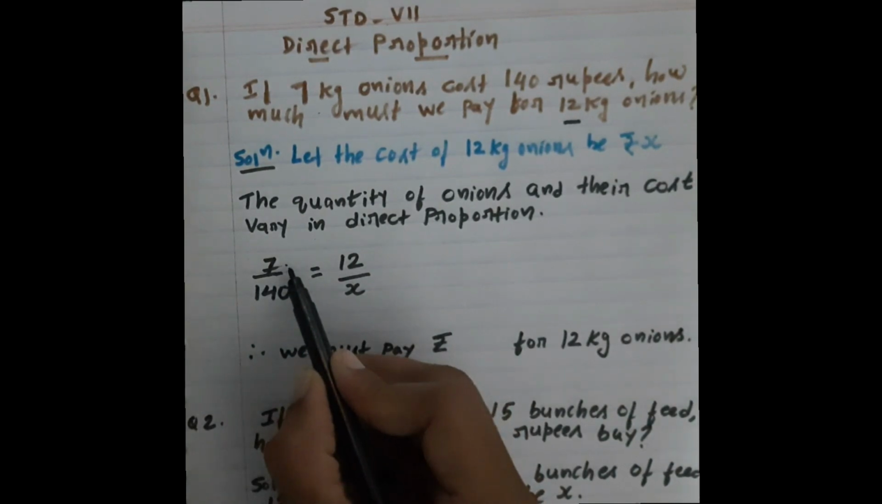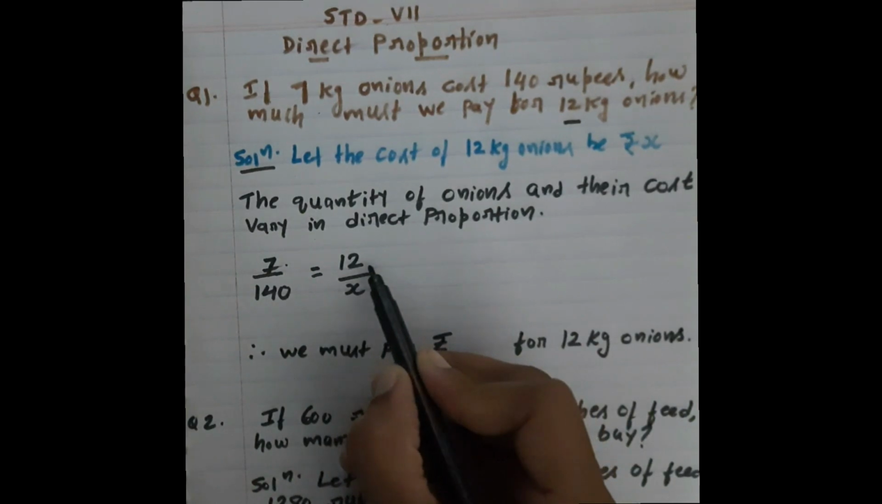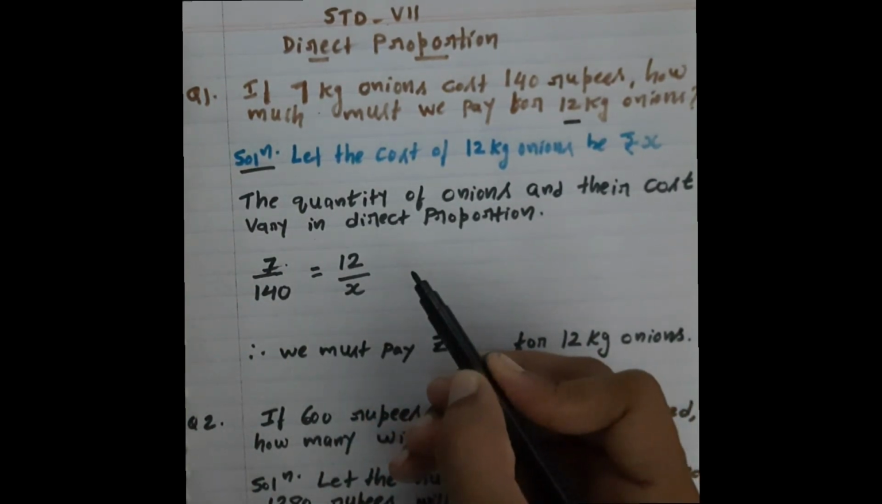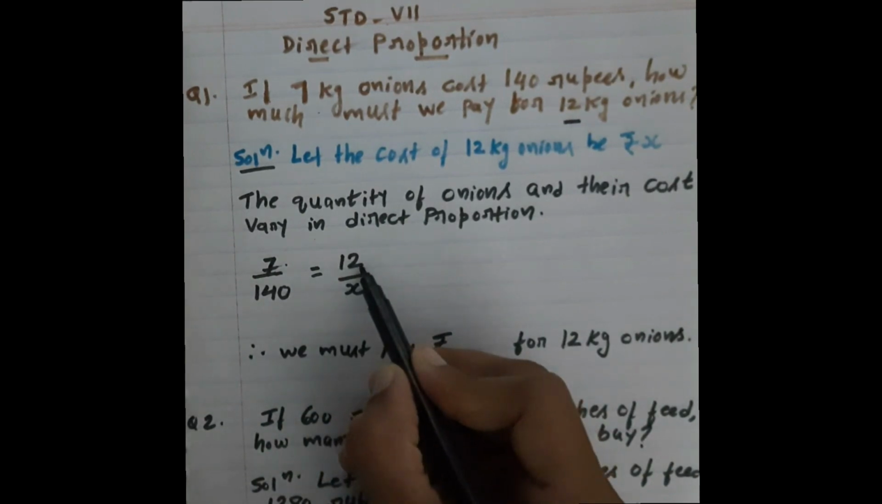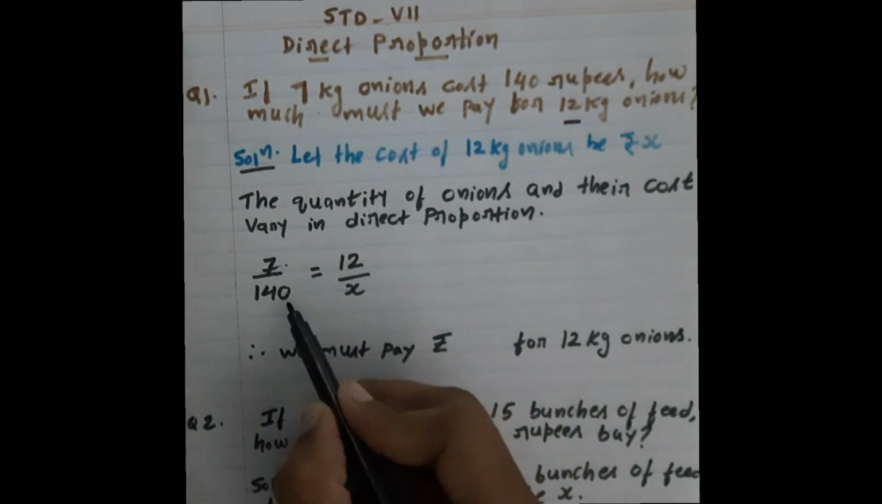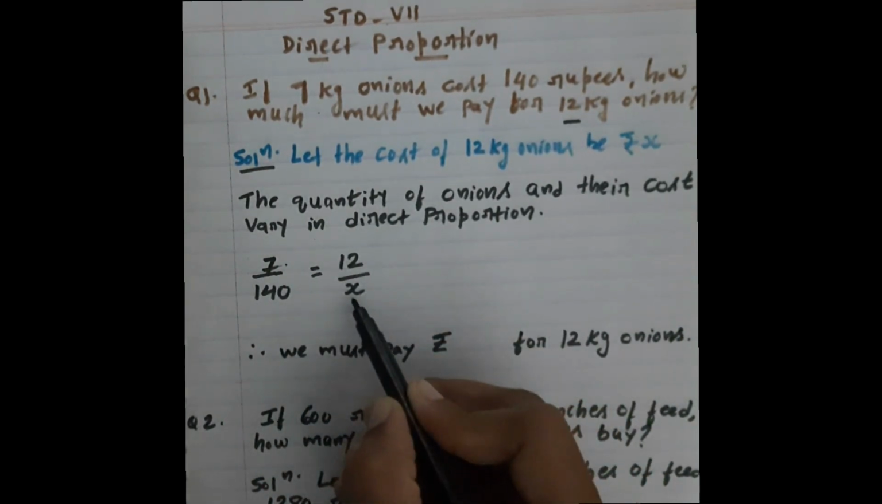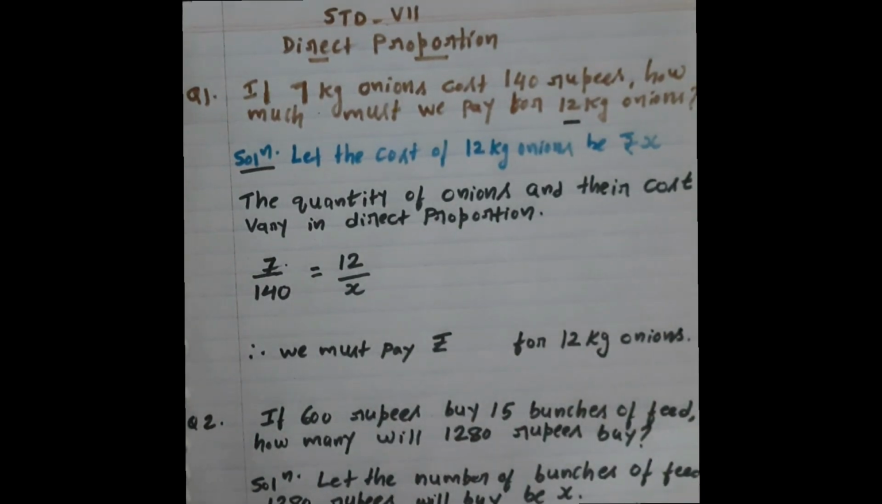I will tell you with the help of this example. Now, 7 kg onion cost is 140 rupees. 12 kg onion cost is how much? It should increase. How? Because the quantity also increased here. Here 7 kg is the quantity, here 12 kg is the quantity. Price 140 is there. So, according to that, for 12 kg onion, the price should increase. It should be more than 140. That only we have to find out now.